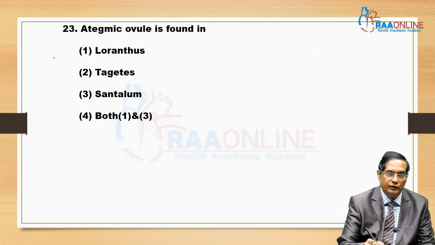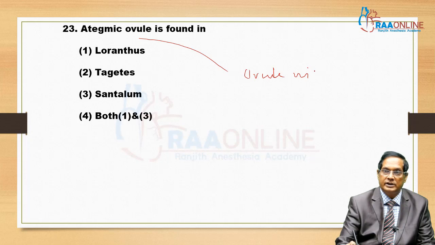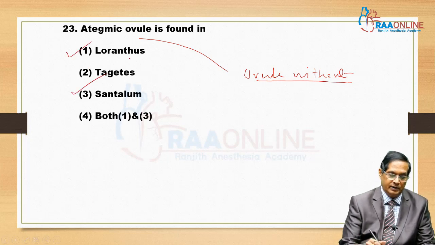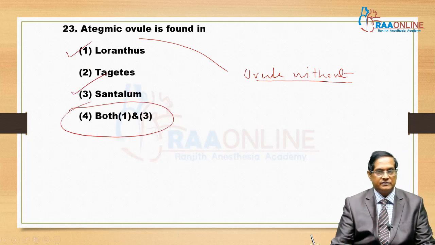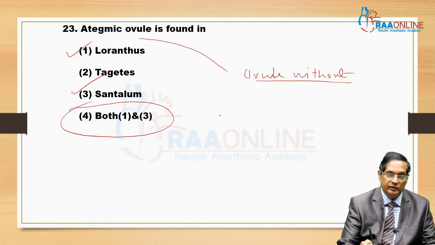Ategmic ovule, that is ovule without integument, is found in Loranthus and Santalum album. That's why the answer is 4. Loranthus and Santalum album have ategmic ovule.